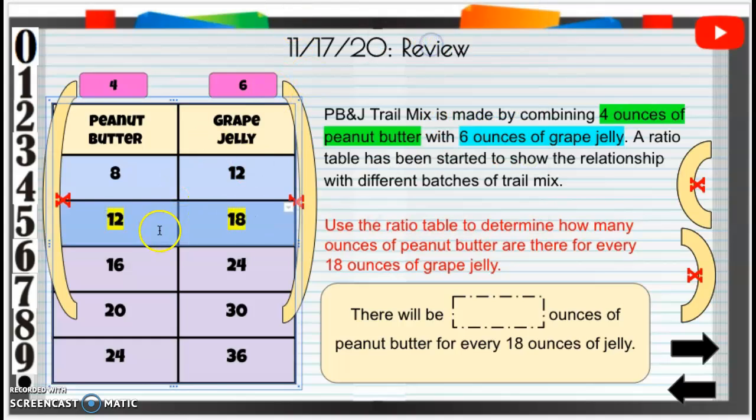We are going to look at, and we're going to see, oh, there's 12 ounces of peanut butter. So that 12 is going to be 12 ounces. Let me center that. There we go. So 12 ounces of peanut butter. So there will be 12 ounces of peanut butter for every 18 ounces of jelly. And that is it for our review. Great job.